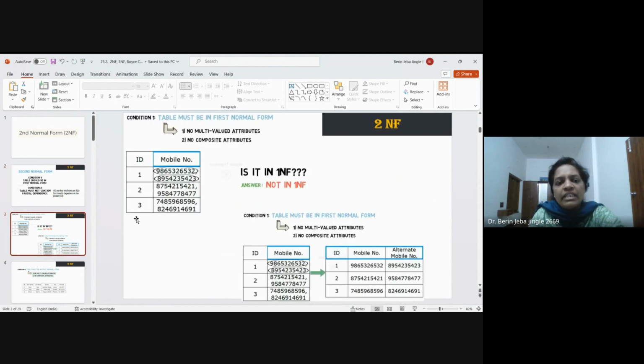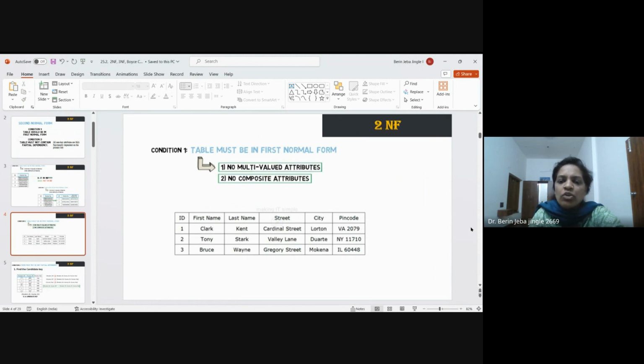When we take this table, see, this attribute has multi-valued data. If a multi-valued attribute is there, it means the table is not in the first normal form. So we have to convert it into the first normal form. You have studied already how to convert that table into first normal form. So likewise, this is the representation of the first normal form.